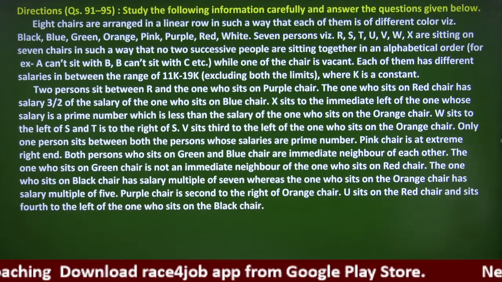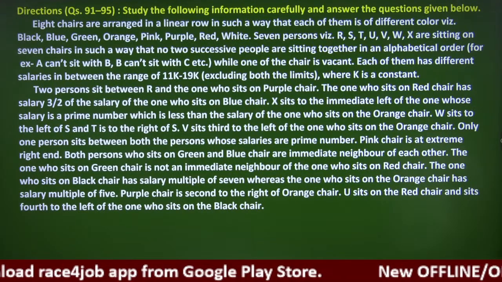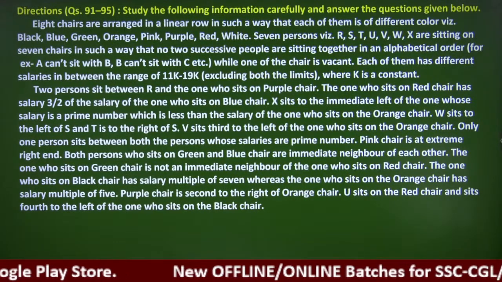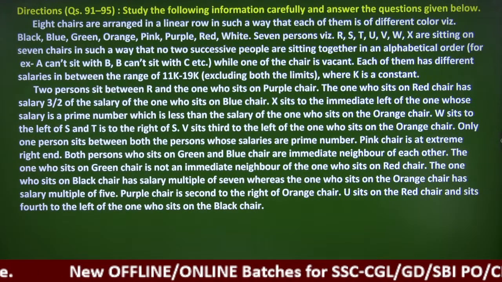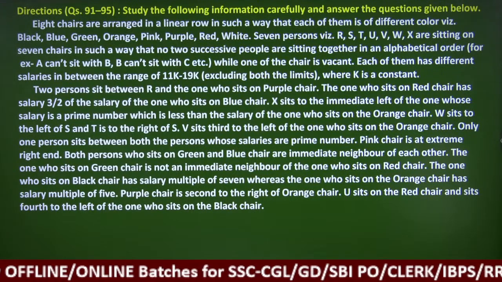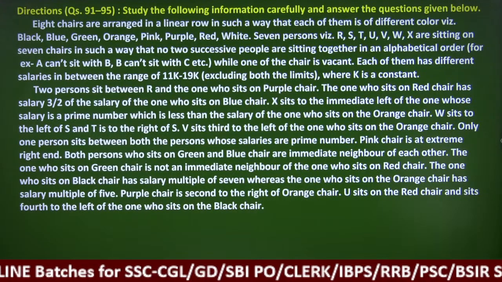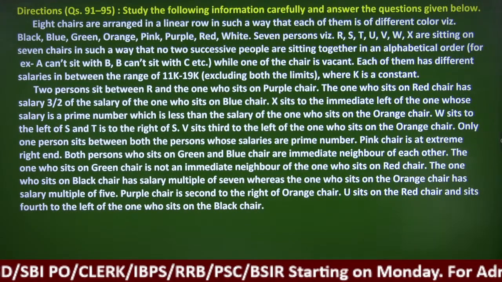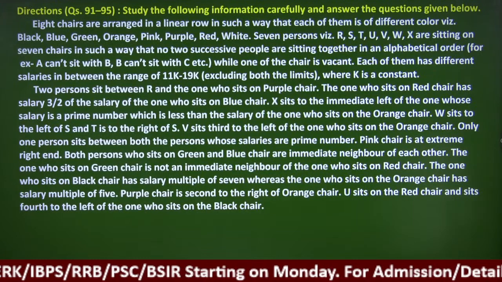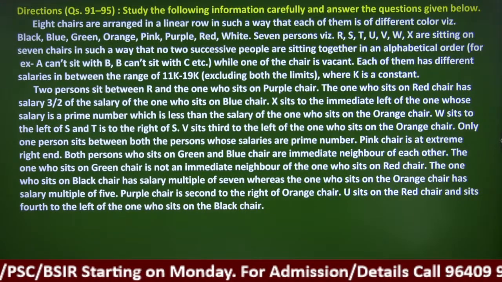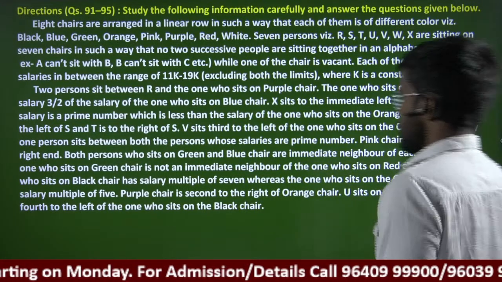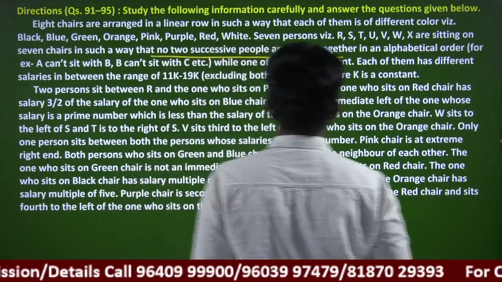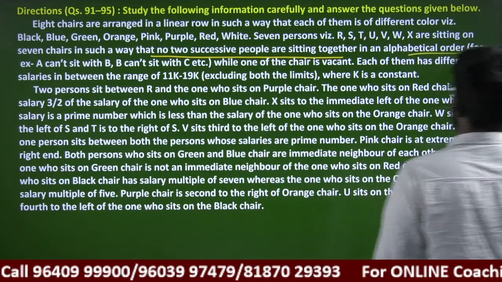8 chairs are arranged in a linear row in such a way that each of them is of different color, that is black, blue, green, orange, pink, purple, red, white. 7 persons, that is R, S, T, U, V, W, X are sitting on 7 chairs in such a way that no 2 successive people are sitting together in an alphabetical order. What is the meaning here? That is, as per the alphabetical order, 2 successive people are not sitting together.